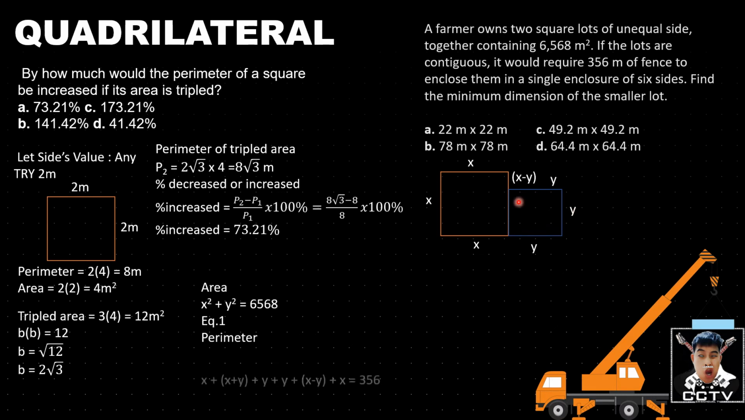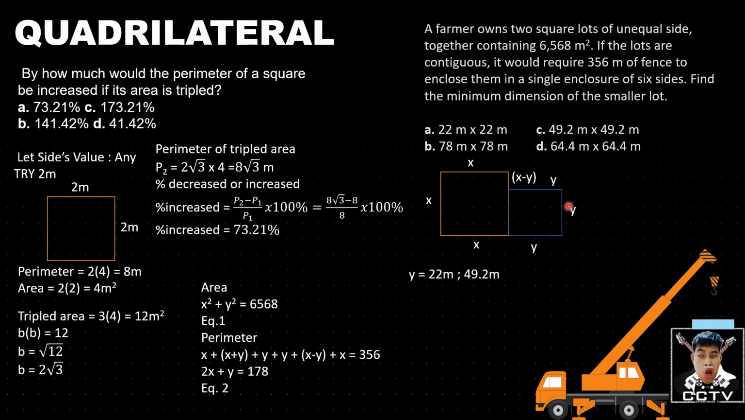At ang perimeter is x and then ito x plus y, y, x minus y plus x. At ang sabi dito, 356 meters daw. Pag sinara mo sila ng fence, kung babakuran mo yung lot, yan. Ganito, babakuran mo sila. And that is equation 2. Equation 1 and equation 2, makukuha mo yung y, which is 2. And of course, ang pipiliin mo is the smaller one.